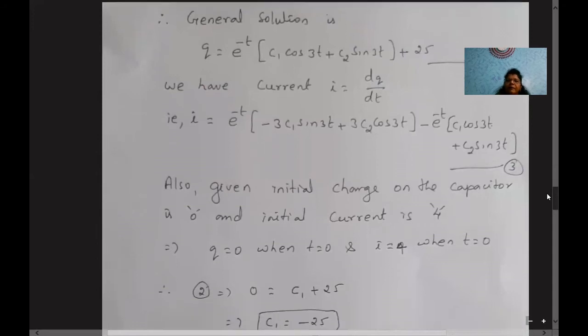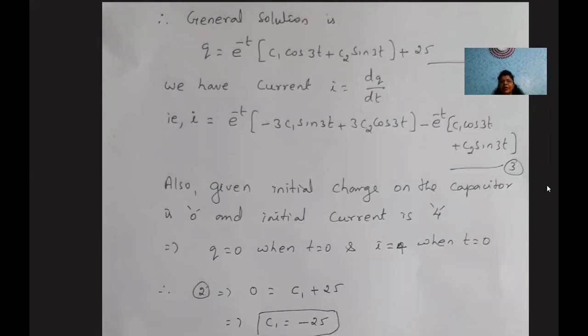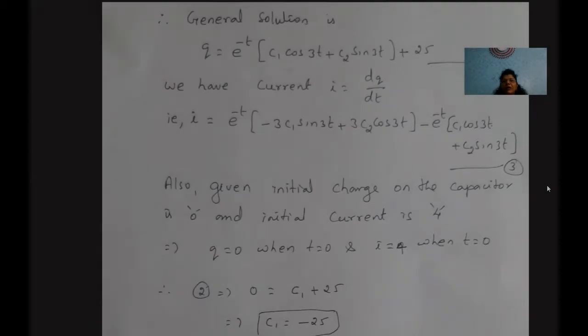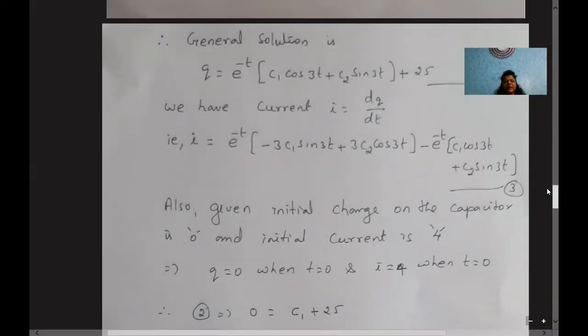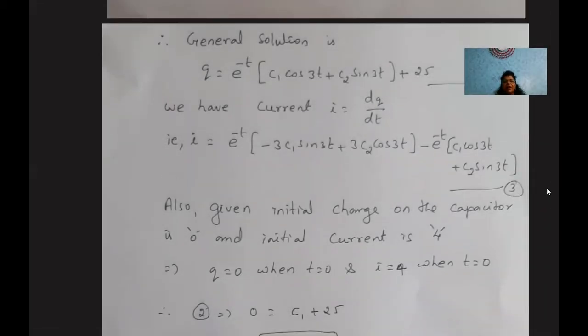Now, same as the previous problem, I want to find out the current. The relation between the current and the charge is I is equal to dq by dt. To find this, we differentiate q with respect to t. Hence, the general solution is q is equal to e power minus t into c1 cos 3t plus c2 sin 3t plus 25. This is the addition of the complementary function and the particular integral.